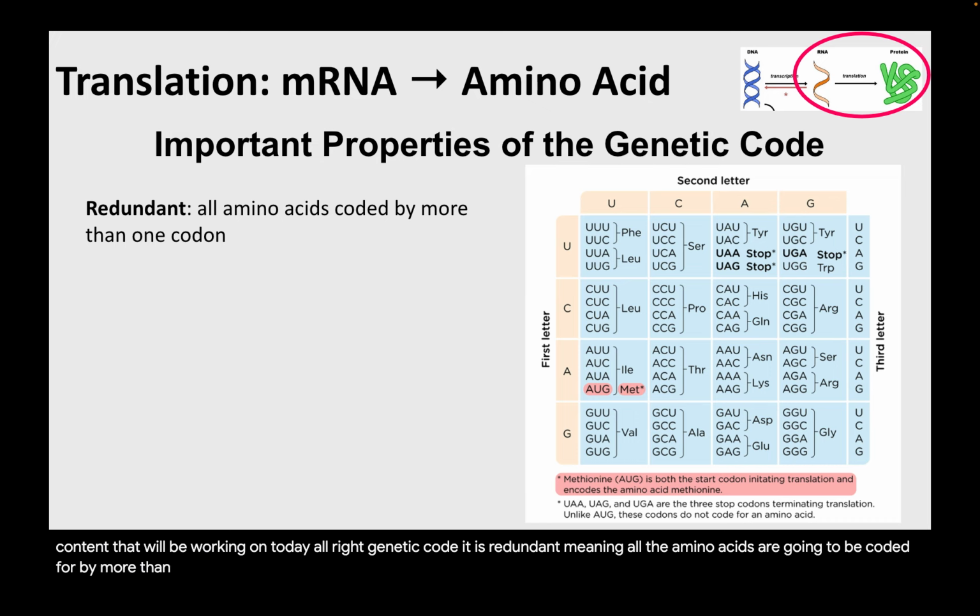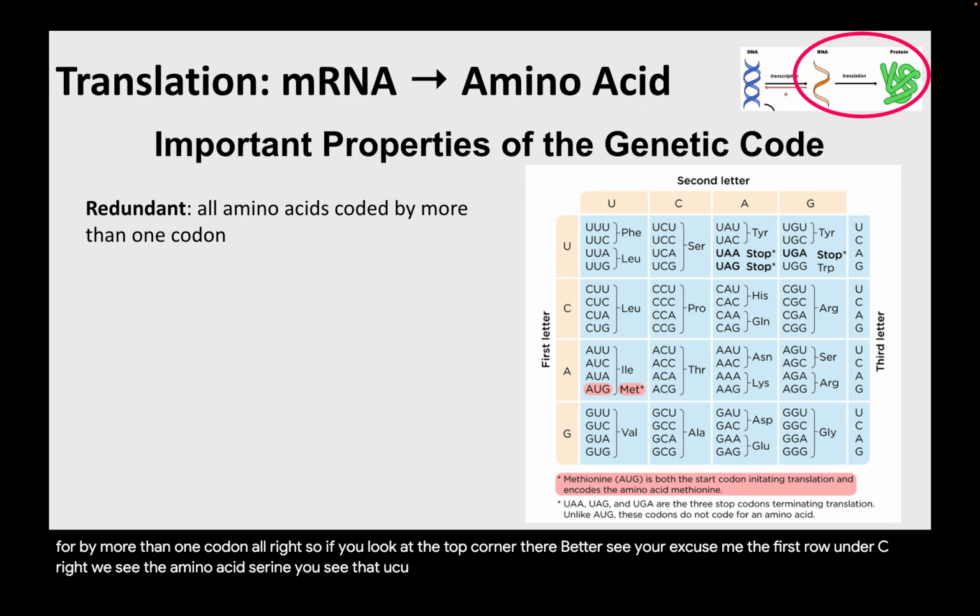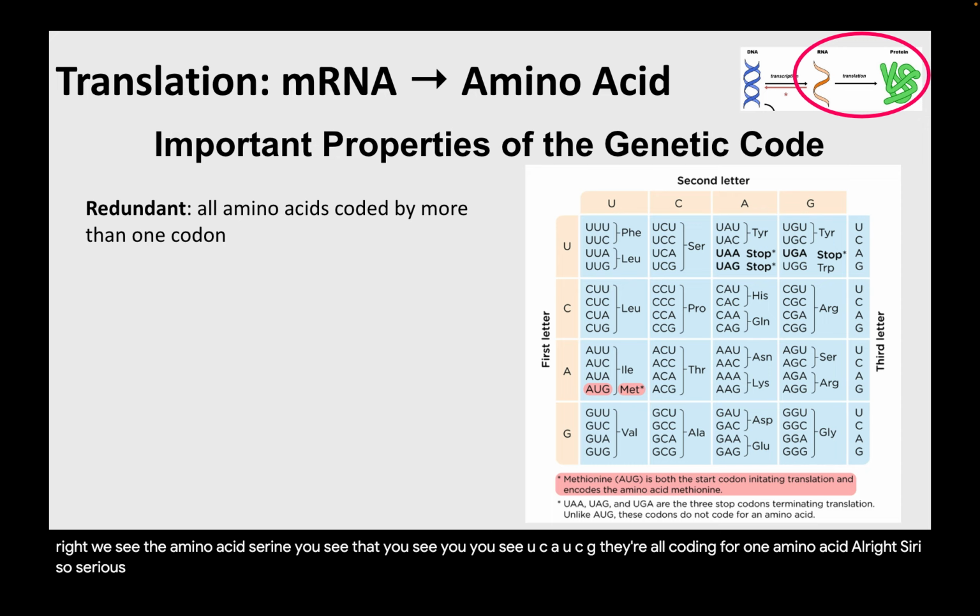All right, genetic code: it is redundant, meaning all the amino acids are going to be coded for by more than one codon. So if you look at the top corner there, let's look at the first row under C. We see the amino acid serine. We see that UCU, UCC, UCA, UCG, they're all coding for one amino acid, serine. So serine is coded for by more than one codon, which makes the genetic code redundant.